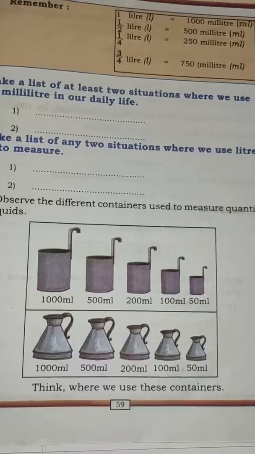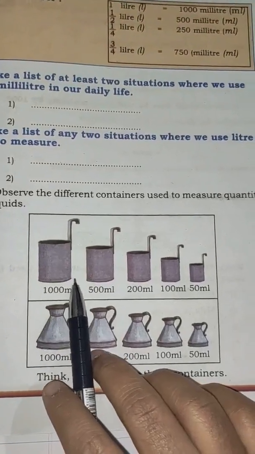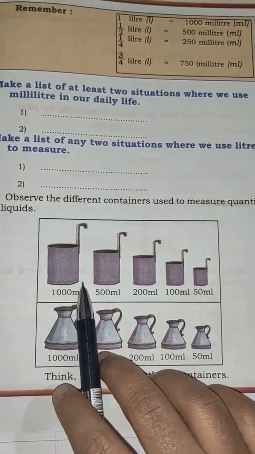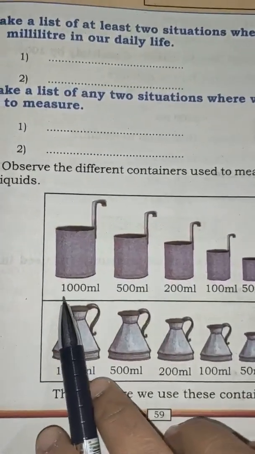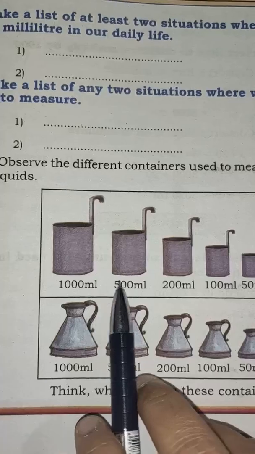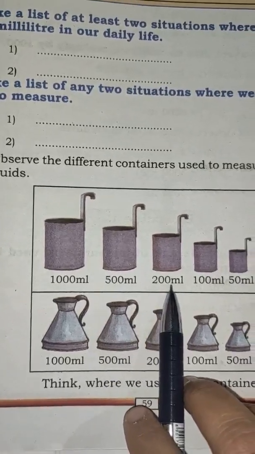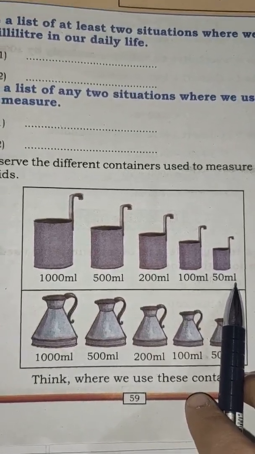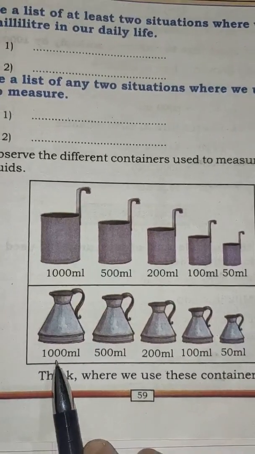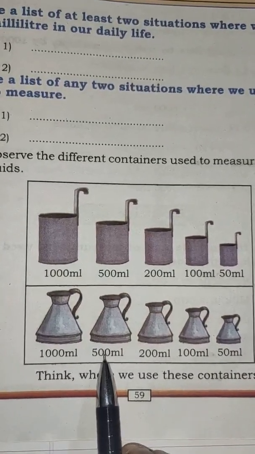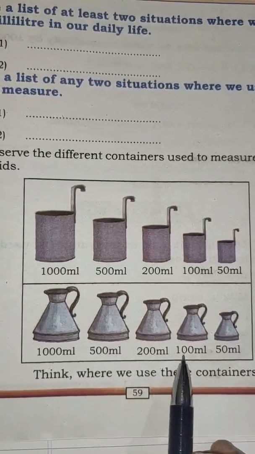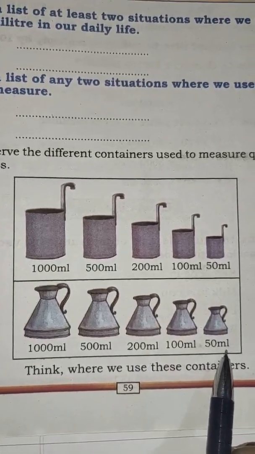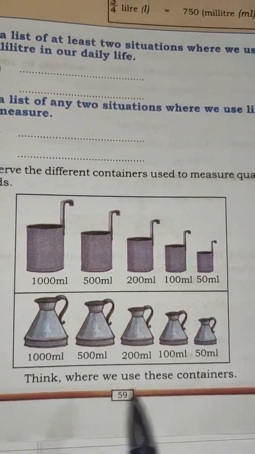So children, here we have some different containers used to measure the quantity of liquid. You can see 1000 ml, 500 ml, 200 ml, 100 ml and 50 ml. ml means milliliter.